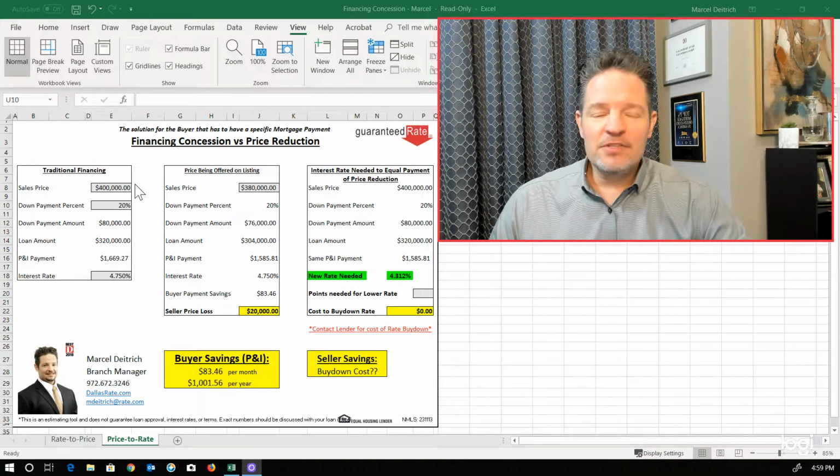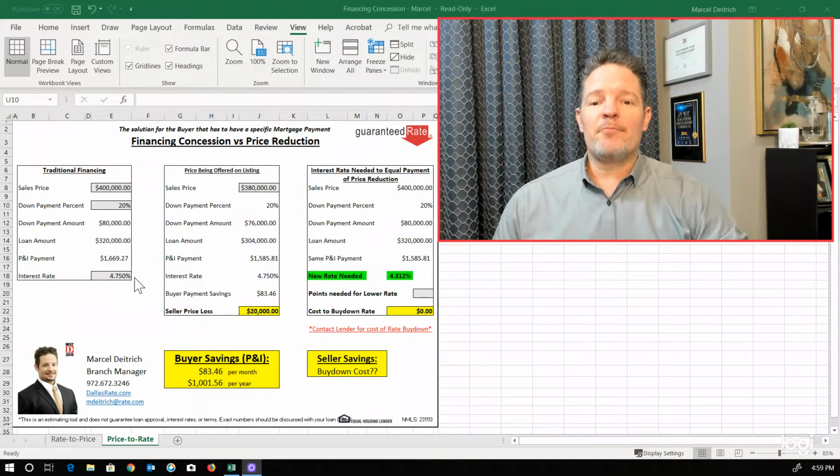So let's suppose you have a buyer with a property they're interested in. Right now, the list price is $400,000. They're going to be putting down 20%, and the principal and interest ends up being $1,669.27, based upon an estimated 4.75% interest rate, which will be on the pre-qualification letter.